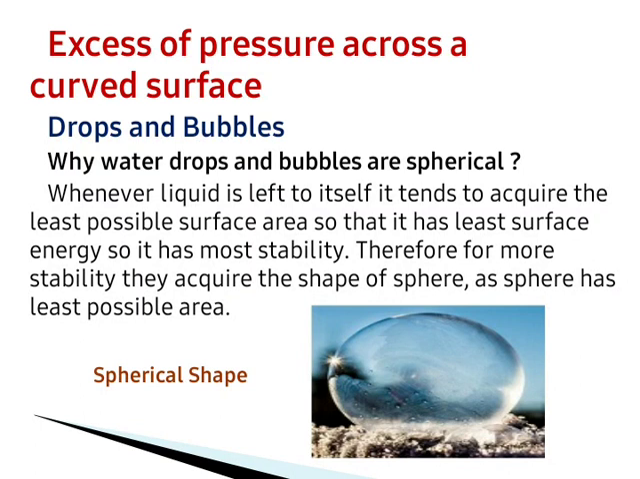You should understand that the lowest surface area stands for the lowest energy, which can be achieved by getting the spherical shape. So, for more stability, they acquire the shape of a sphere, as a sphere has the least possible area. It is one consequence of surface tension, as the effect of gravity is neglected.